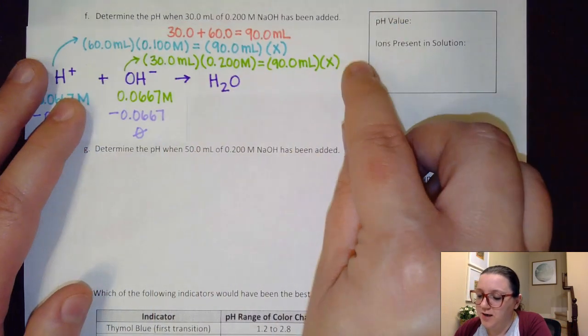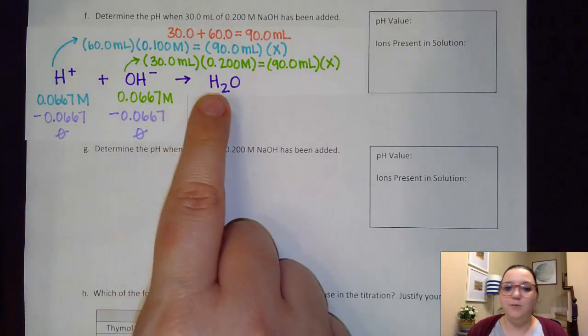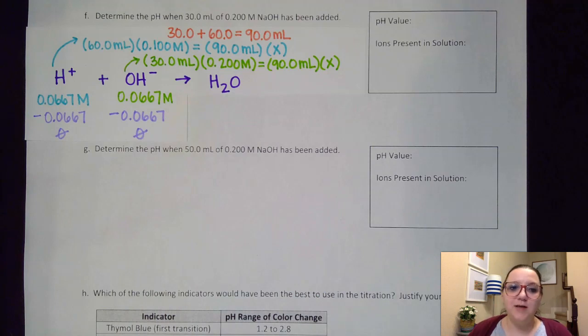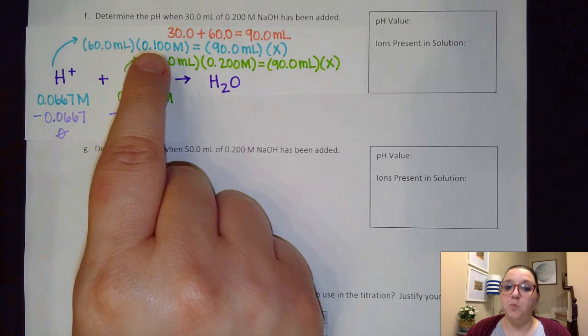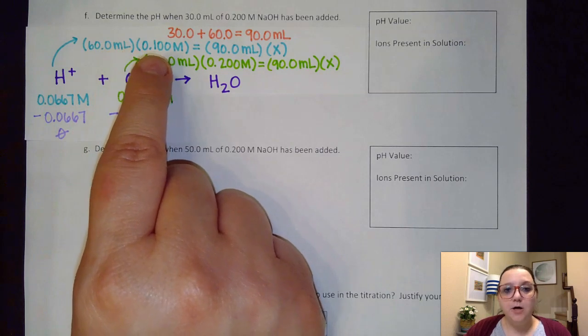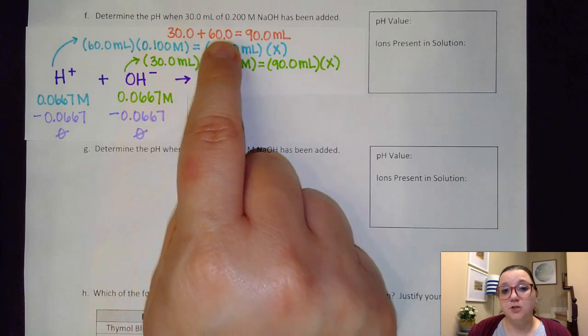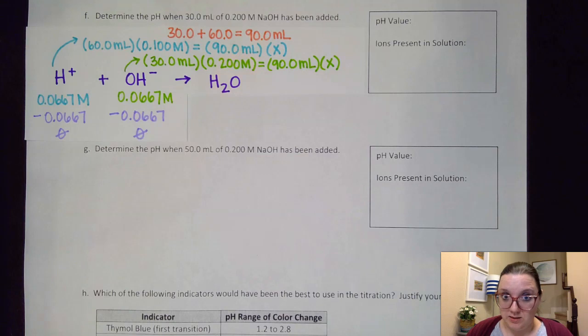Let's start off with our net ionic. H plus OH yields H2O. We know that that's going to be it. So there's my net ionic. Next, I want to do my dilution. For the hydrogen, 60 milliliters of 0.1 is where we started. But look, now we're going to have this 30 milliliters plus the 60 originally. So now my total solution is going to be 90 milliliters.